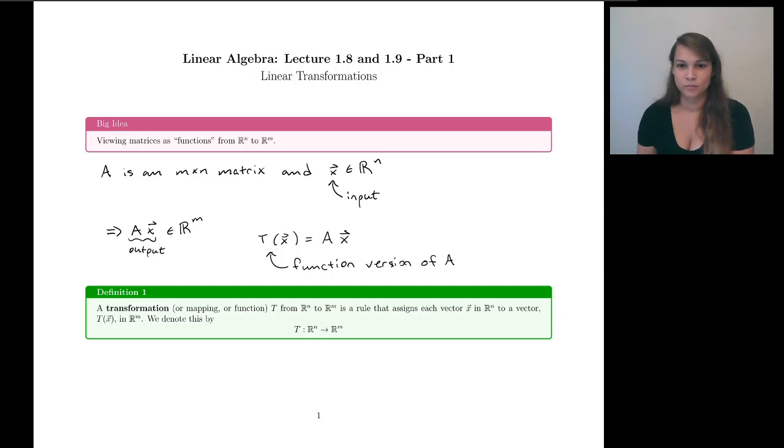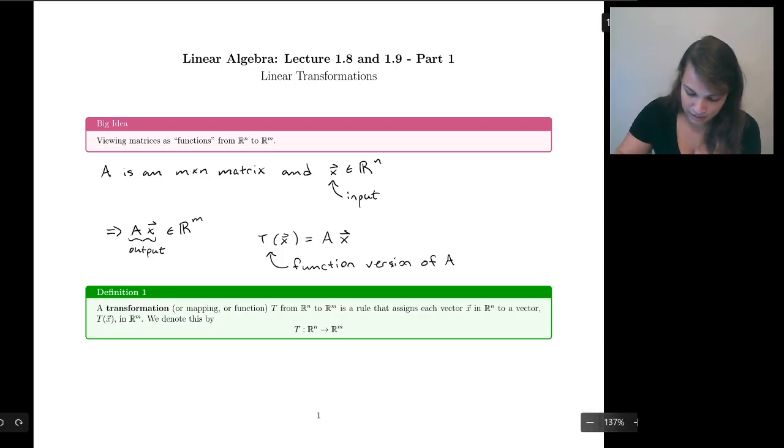Okay, so here we go. We have our nice definition. We have a transformation, or we can call it a mapping or a function, T from Rn to Rm, is a rule that assigns each vector x, where x comes from Rn, to a vector T of x in Rm. And we denote that with this function notation: T goes from Rn to Rm.